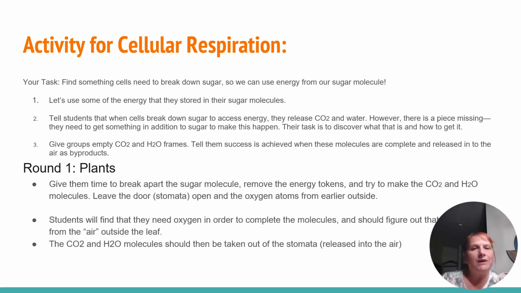An activity that we have here for cellular respiration is an activity where they're going to see that we take in and use disorder and make order from it, making our cells do what they're supposed to do. The task here is for them to find something cells need to break down the sugar so that we can use the energy from our sugar molecules. So first they're going to start with plants. We're going to give them empty frames and they have to see what's missing.